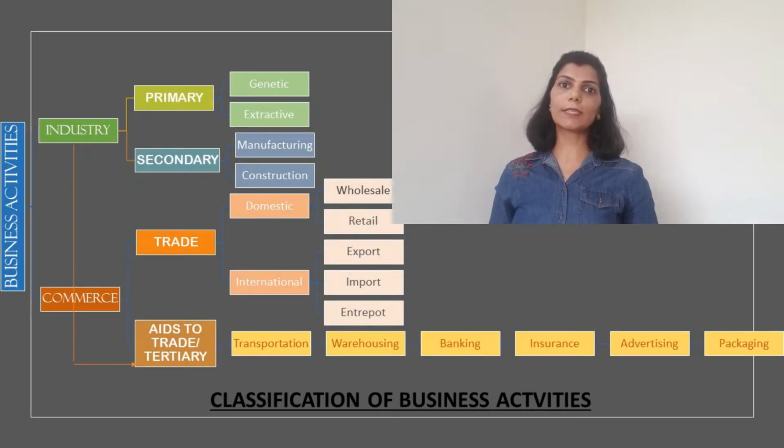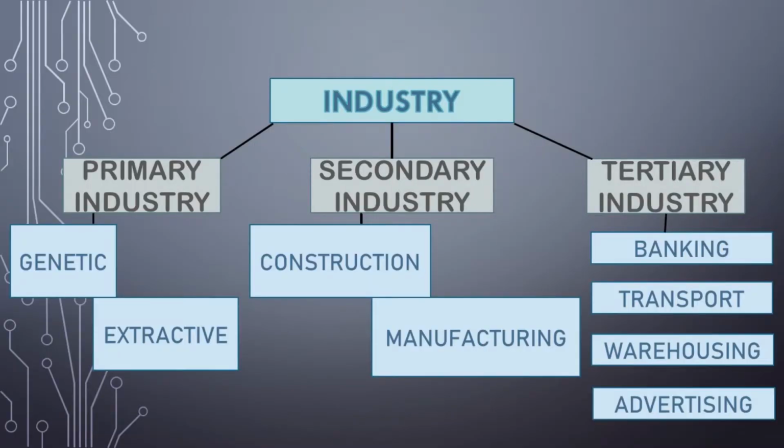Now let's discuss what is industry. Industry involves production and processing of goods and materials. The basic purpose of industry is to convert raw materials into finished products to make them fit for consumption. It also refers to a group of firms producing similar or related goods. For example, textile industry, which includes all firms manufacturing textile goods or ready-made garments.